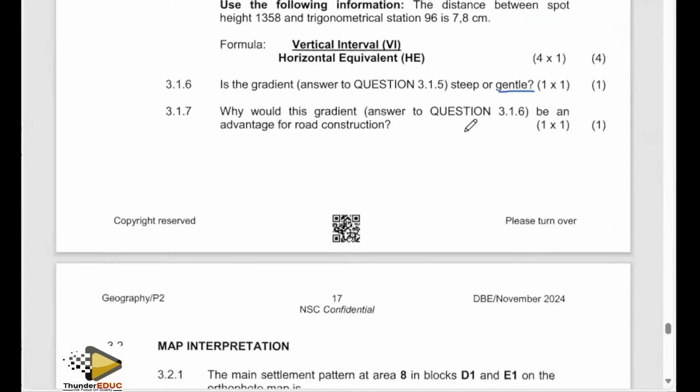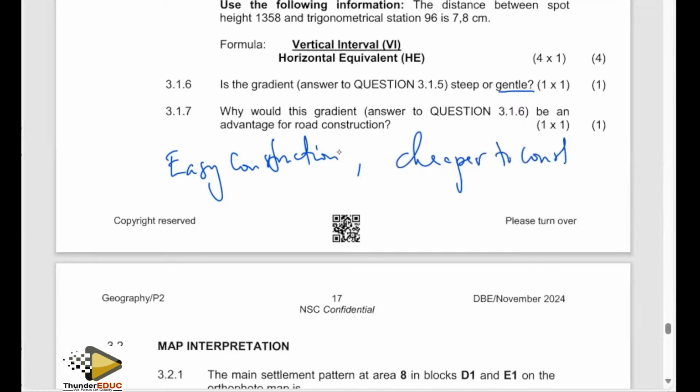Why would this gradient to the answer be an advantage for road construction? We are saying we want to construct a road over a gentle landscape. Definitely it's going to be easy to construct. Easy construction. We're not struggling with steeper gradient. We're just working on a gentle gradient. It's easy to construct the road. And also it's cheaper for the construction. Cheaper to construct the road. It's an advantage, which will be emanating from the gradient of the area.